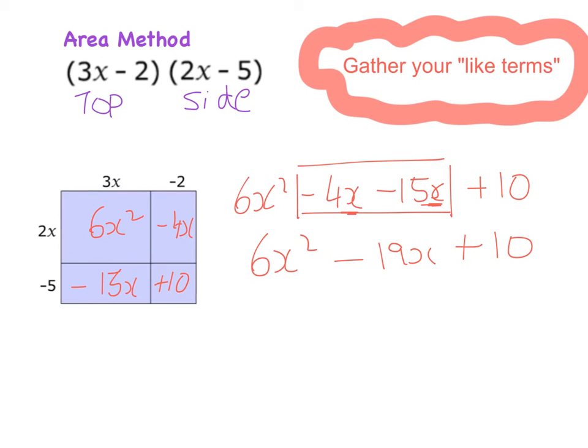So when you are asked to multiply 2 brackets back to back, one of the methods you can use is you can use this area method. So where you write the top one here, and the second one you can write that on the side. You use your box multiplication to fill in your different boxes. You write out your expression here, and then you gather your like terms. So anywhere you can simplify it a little bit. And so our answer to this question is 6x squared minus 19x plus 10.